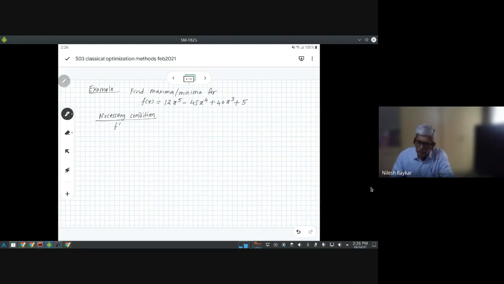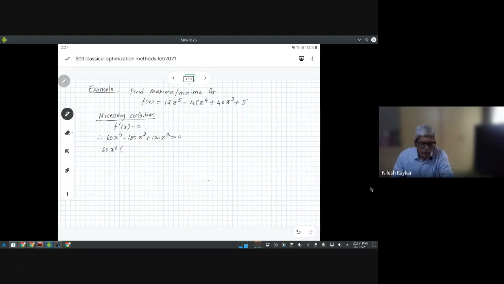So in order to have a point at maxima or minima, the first derivative must be equal to 0. So by differentiating this function, we'll get 60x^4 minus 180x^3 plus 120x^2 equal to 0. So we will have 60x^2.